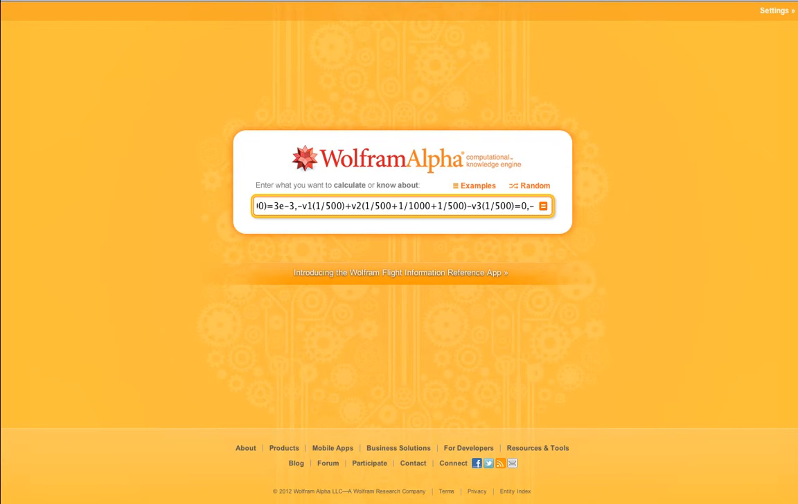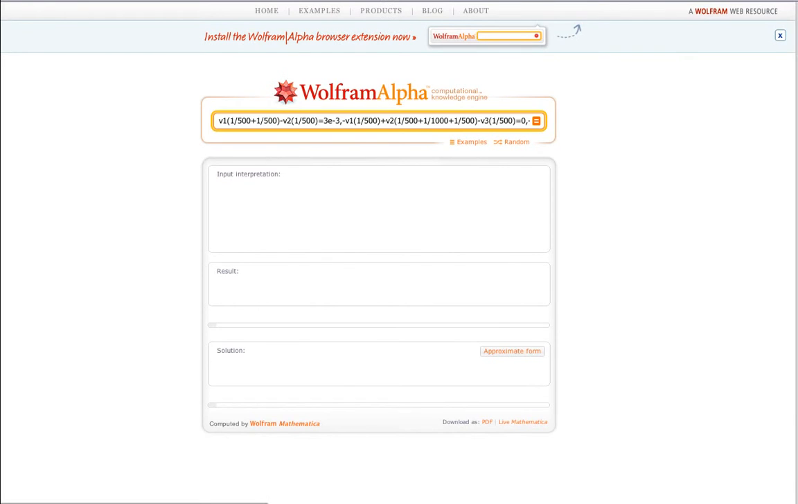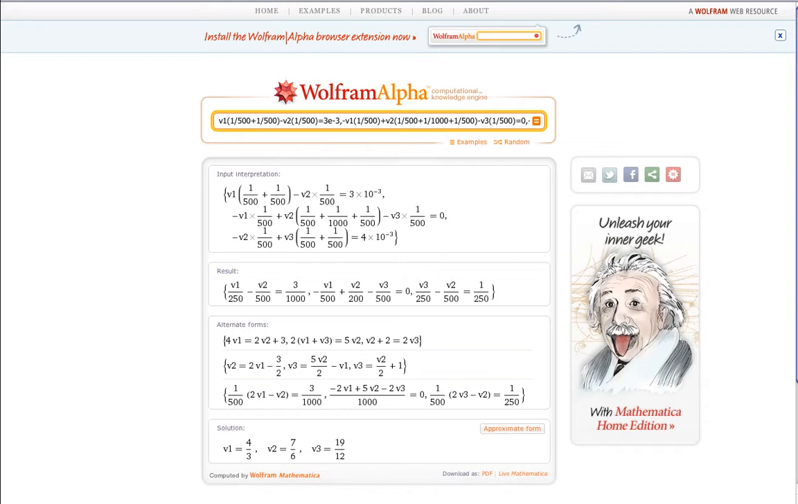Okay, so it's minus V2 times 1 over 500 plus V3 times 1 over 500 plus 1 over 500, and this is equal to 4 milliamps. Okay, so if I've typed this in, I just hit return and wait for Wolfram Alpha, and it tells me how it's interpreting my input, and then it gives me alternate forms, which really aren't all that helpful.